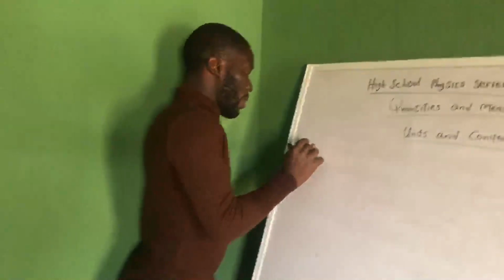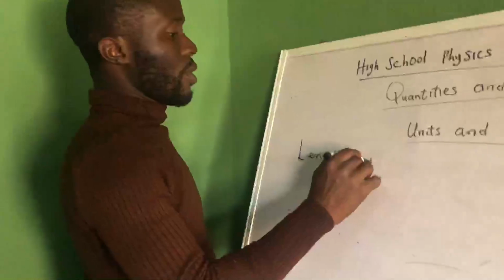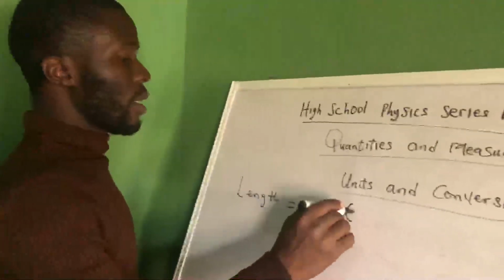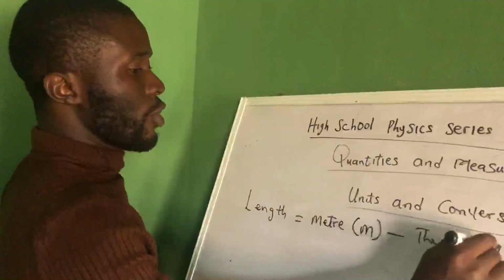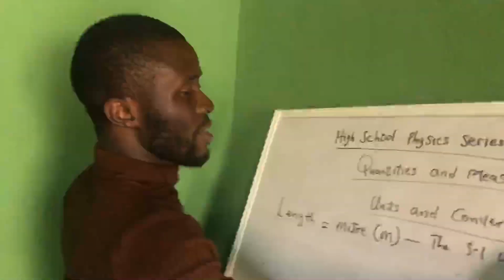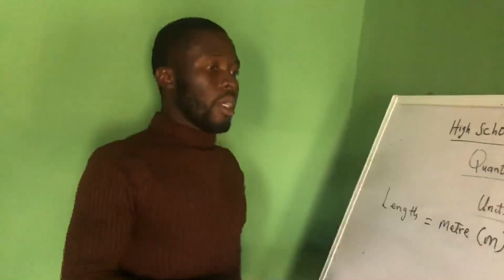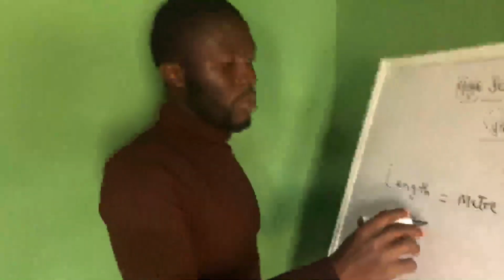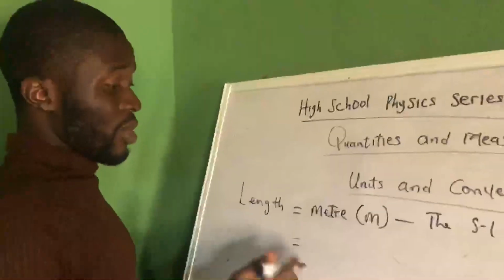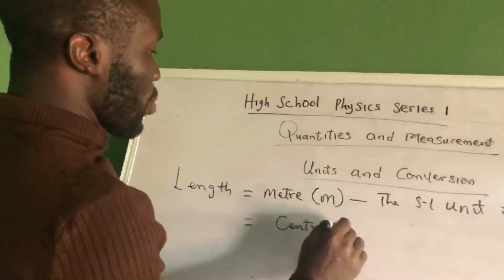Now, we talked about length in the past, and we say that the unit of length is meter. That's the standard unit of length, the SI unit of length. But we also have some other subunits of length apart from the meter. At this stage, we are going to be looking at 2 or 3 subunits, such as the centimeter. Centimeter is also a unit of length.